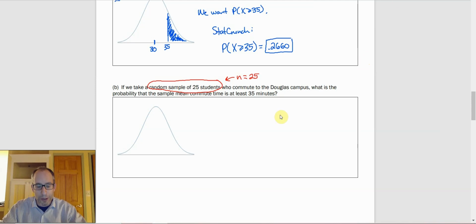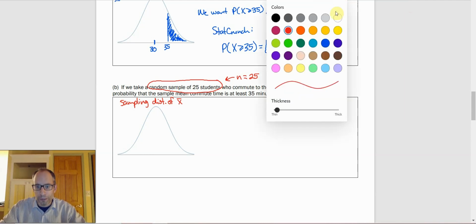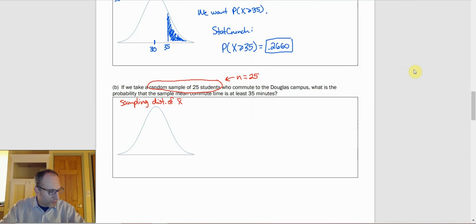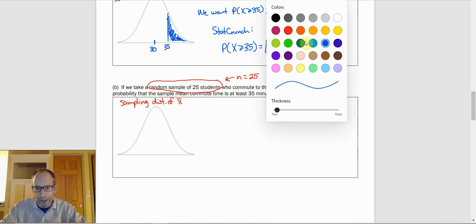Okay, so now the thing that's in the picture is not just the regular old population distribution. What this really is now is the sampling distribution of x bar. That's what this picture is going to represent. So for the sampling distribution of x bar, what we know, and I should do this in a different color instead of blue, maybe green.